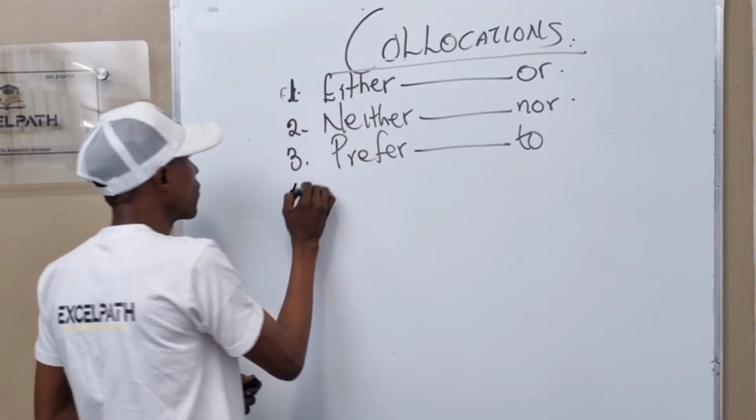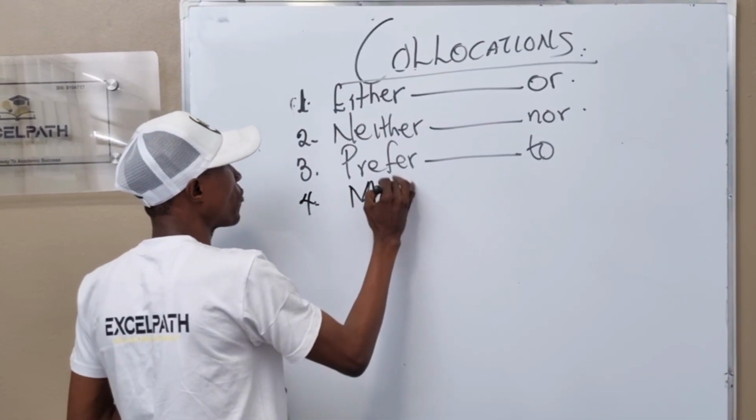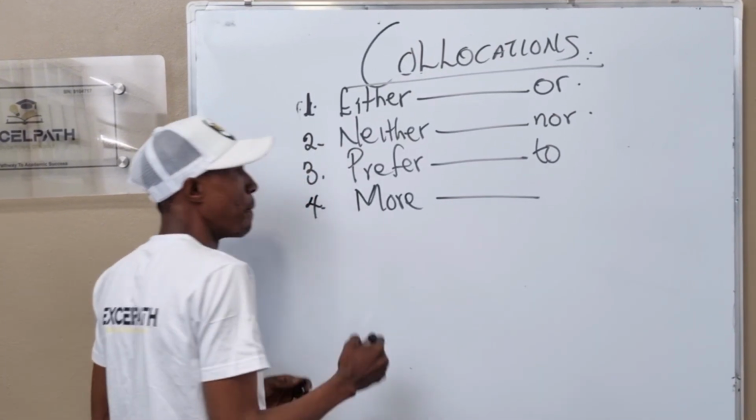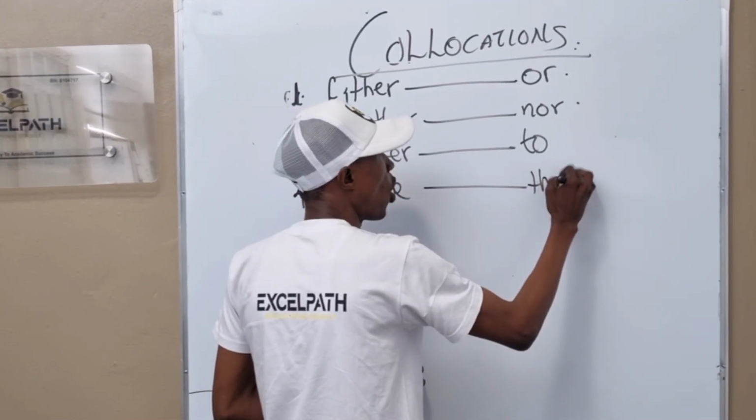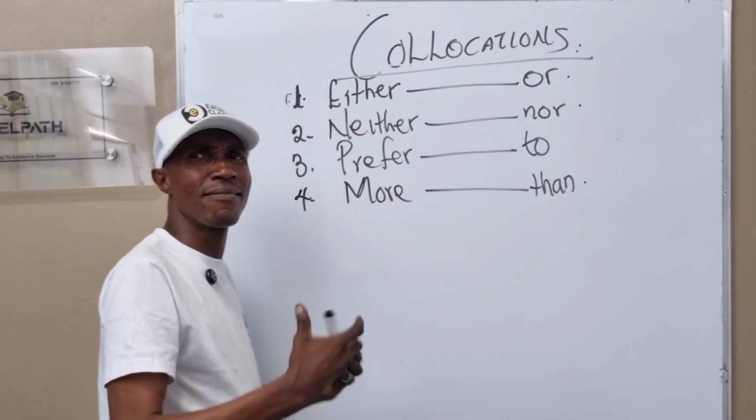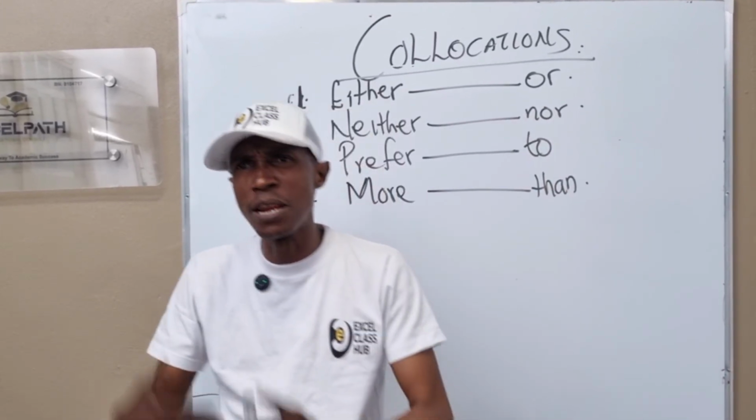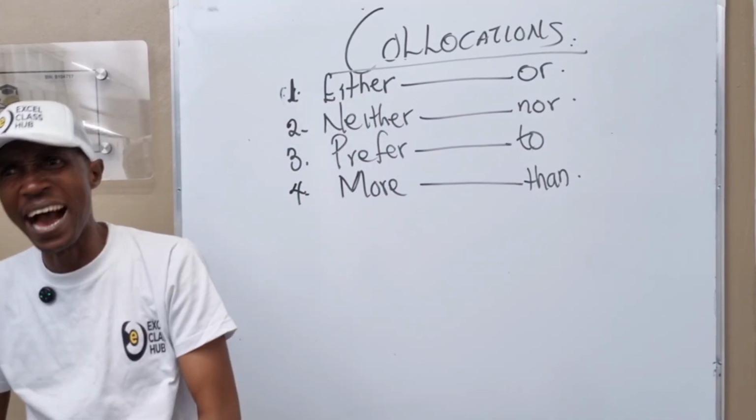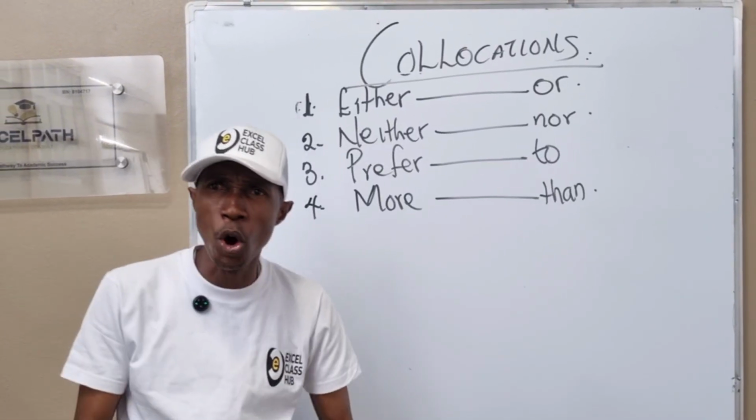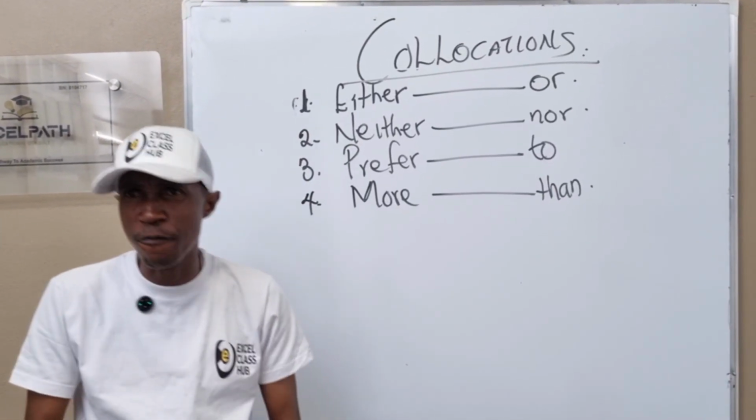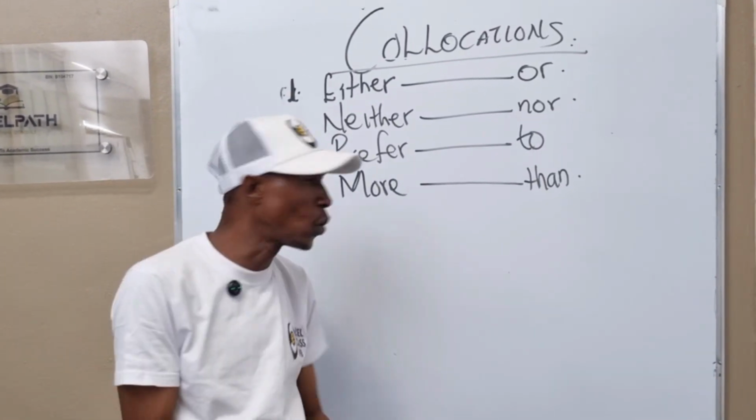But we have number 4, when you make use of your what? More. More goes with your than. I like rice more than beans. I like traveling more than staying at home. So more goes with than, while prefer goes with to.